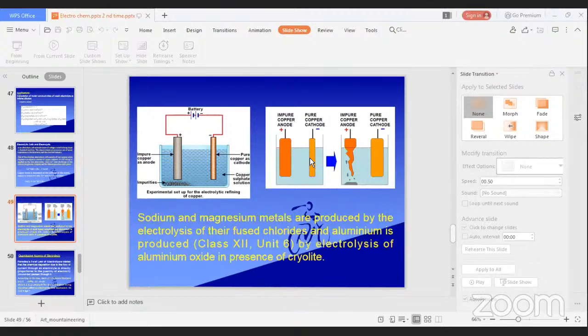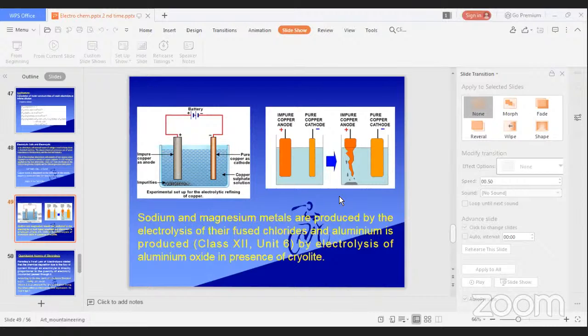First of all, we take pure copper as the cathode and impure copper as the anode. By passing electricity, the impure copper dissolves in the copper sulfate solution, which means it undergoes oxidation, and the pure copper deposits on the cathode electrode, which means reduction. The impurities are left behind. This is the overall reaction.